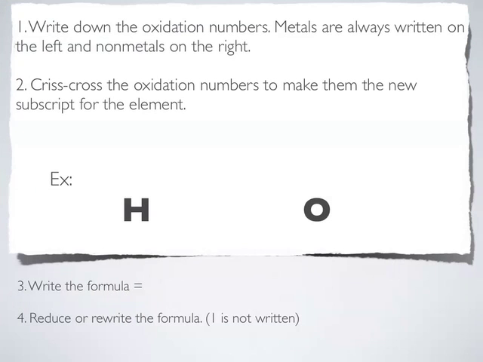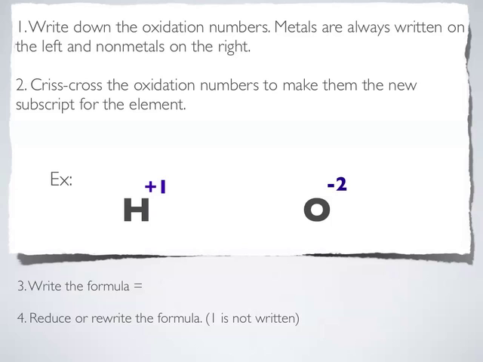Now we're going to talk about metals and nonmetals today, but metals are usually on the left, nonmetals on the right. So hydrogen is considered a metal, oxygen is considered a nonmetal. We write the oxidation numbers for each of them above them. Hydrogen is +1, oxygen is -2.